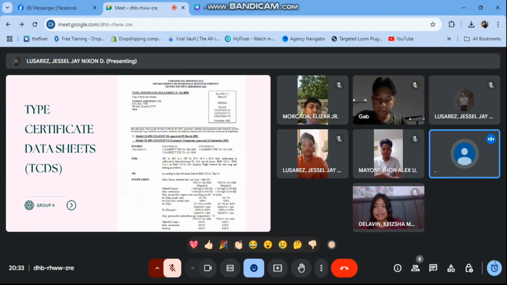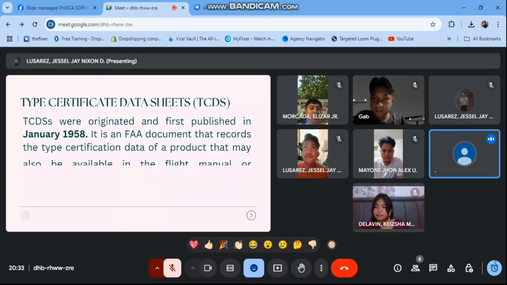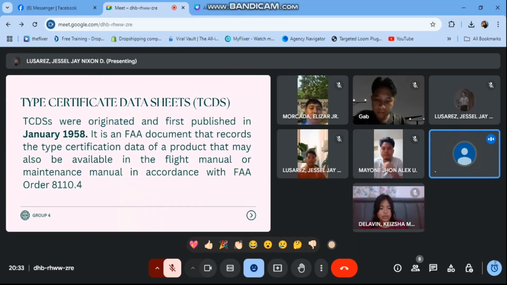Type certificate data sheets. Type certificate data sheets were first published in January 1958. They are FAA documents that record the certification data of an aircraft or product.